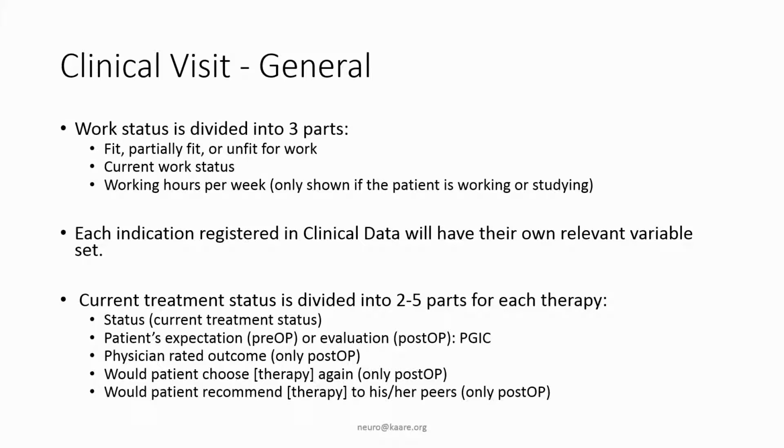Then, for each indication that you already registered for this patient in the clinical data form, those indications will have their own set of relevant variables. And finally, the current treatment status of a patient is divided into 2 or 5 parts, independent of the therapy. There are 2 or 5 parts for each therapy, but dependent on the current treatment status for each therapy.